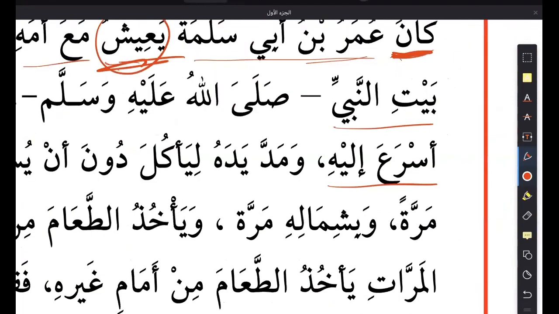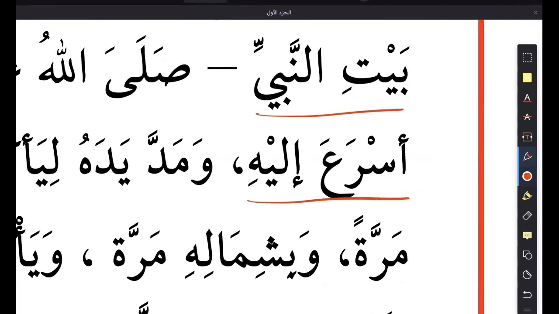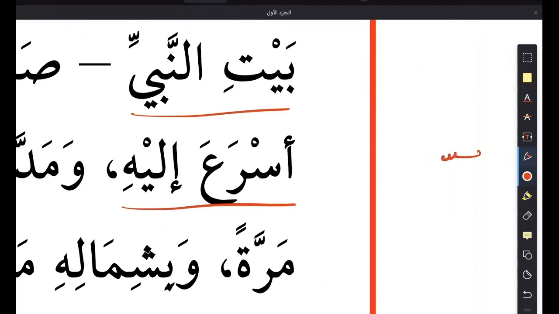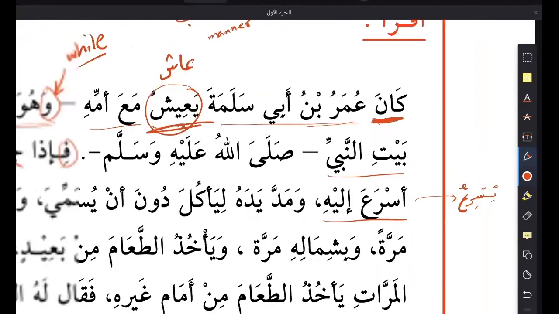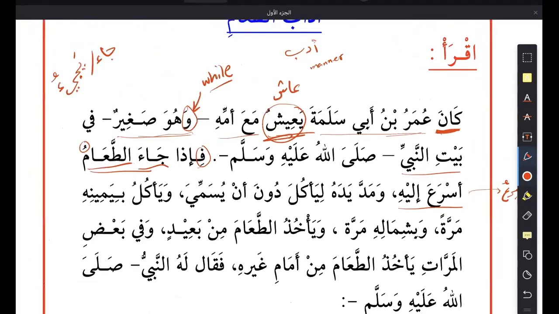Asra means to hasten, to be quick, to be fast. Yusri'u would be the present tense. Asra yusri'u, to hasten. So he would hasten ilayhi, to it. فَإِذَا جَاءَ الطَّعَامُ أَسْرَعَ إِلَيْهِ. When the food comes, he hastened toward it.